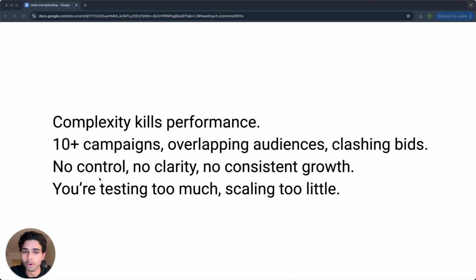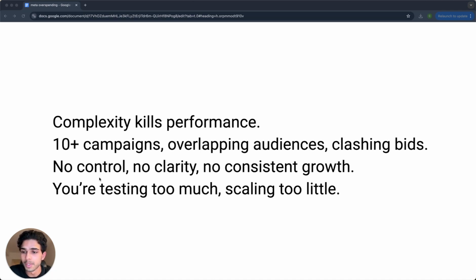No control, no clarity, and you get no consistent growth. You have 5, 6 strategies going on at once, and some of them are getting results. You can't really tell which ad set or which strategy is getting results, and therefore you obviously don't know what to continue doing. You're testing way too much.